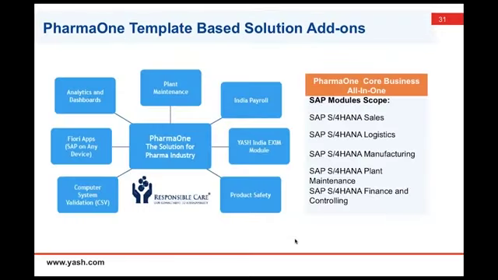Apart from that, this is a core solution. If you see in the center, Pharma One, the solution for the pharma industry, is the core solution. Around the core solution, we have built a lot of other pre-configured solutions, easy to plug and play. In terms of product safety, we have a very strong practice in environmental, health and safety related areas. We have consultants who are the global best, working across Europe, US and India, and we have a solution built on product safety.